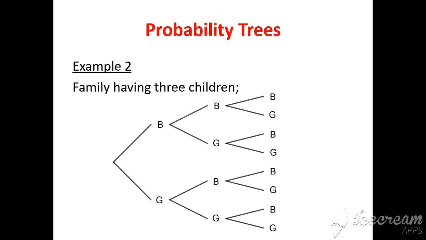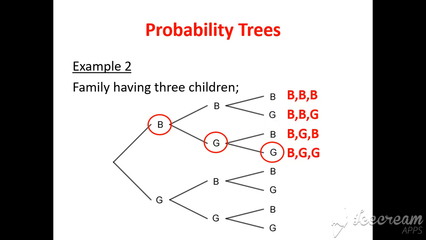Now let's go through all the outcomes that are possible. We could have a boy first, boy second, boy third, boy, boy, boy, three boys. We could get a boy first, boy second, and a girl third. We could get a boy first, a girl second, and a boy third. We could get a boy first, a girl second, and a girl third. Those are all the outcomes that start with a boy being born first.